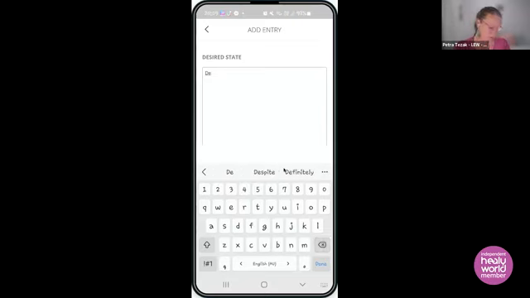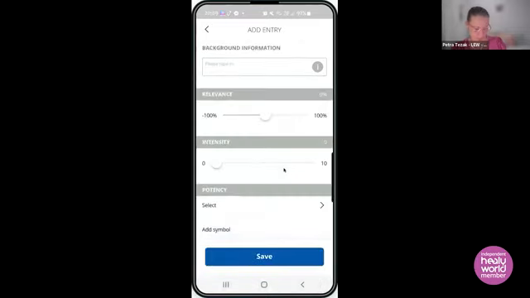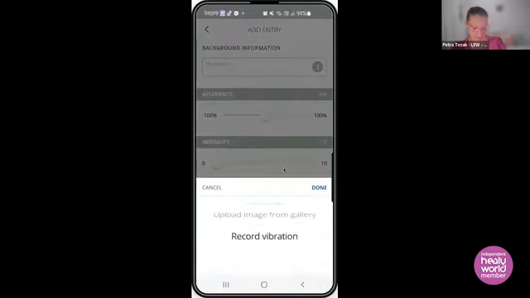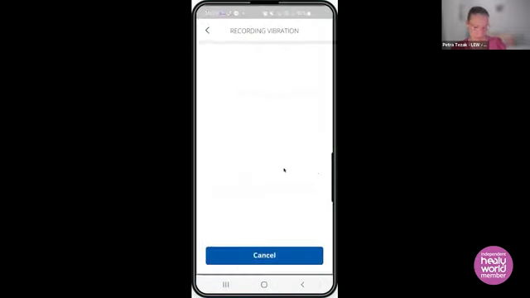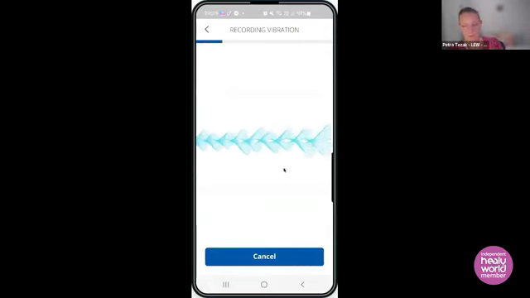I don't know how to spell anymore. Dandelion. Okay. So let's say I'm recording the vibration. I'm just going to do this now. It's not going to be the right vibration, I'm just showing you. It's going to record the vibration of that dandelion.